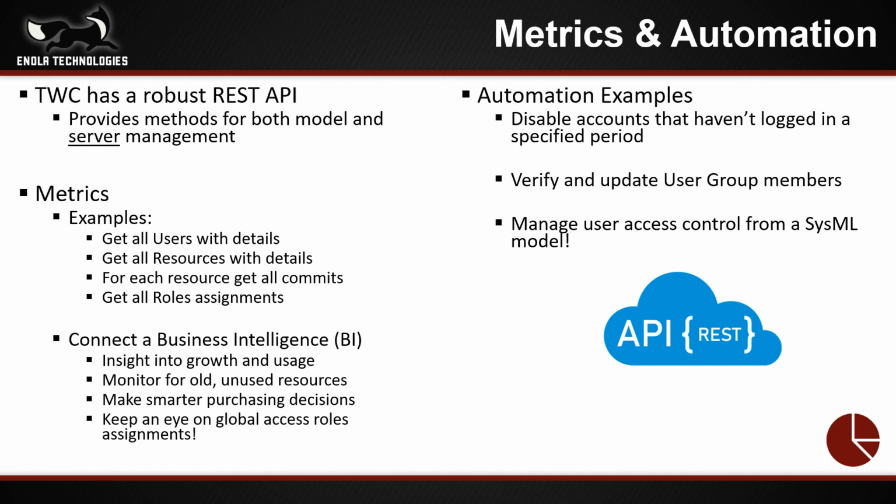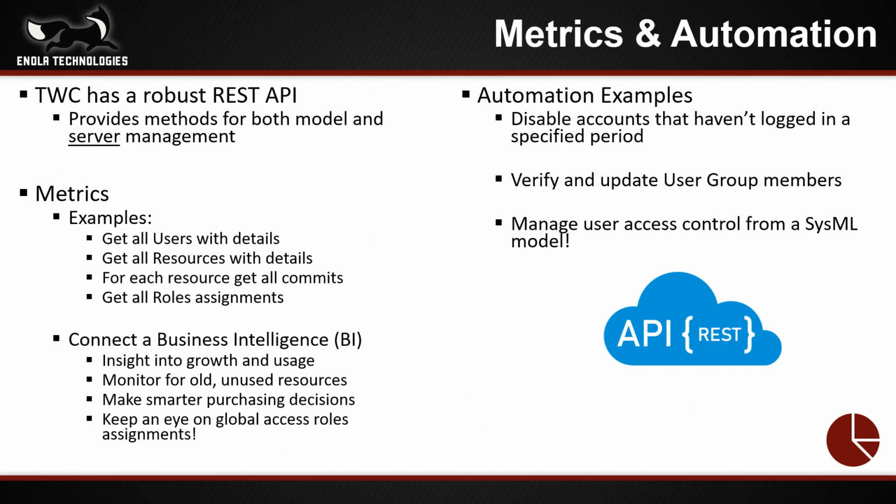With a few simple REST API calls, I can get quite a bit of data about my Teamwork Cloud. For example, with one call, I can get all the users and their details. Those details include attributes like phone number, department, and name, but also include things like when they were created, what roles are assigned to them, what groups they're assigned to, and when they last logged in. And we can get similar details on all the resources or models as well with a single call. And then if you want more detail on resources, for each one of the resources, you can run another call that gets you all the commit information. So you can see the details on every commit made to that particular resource.